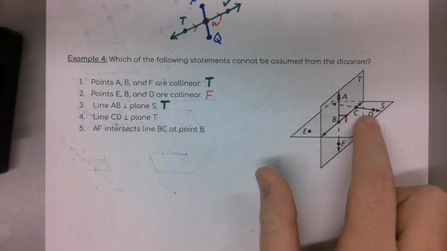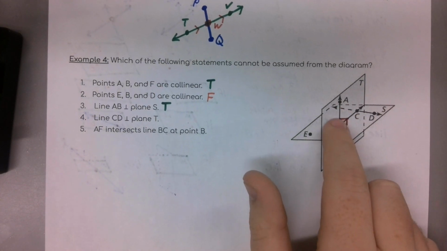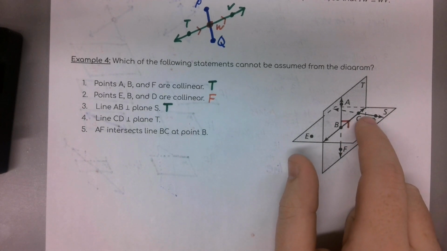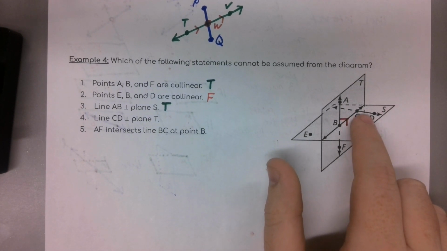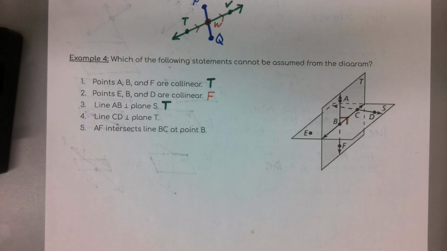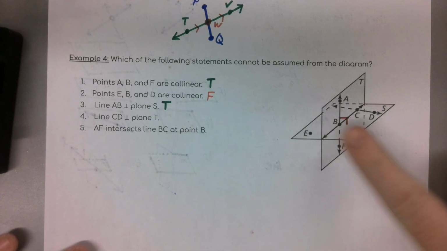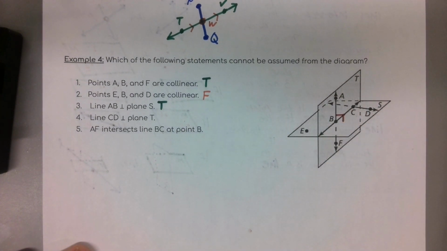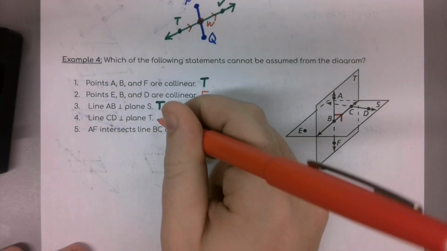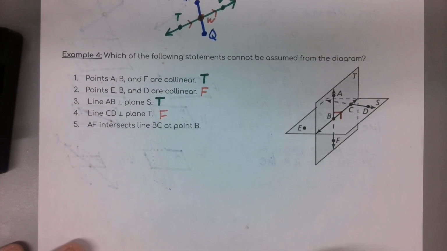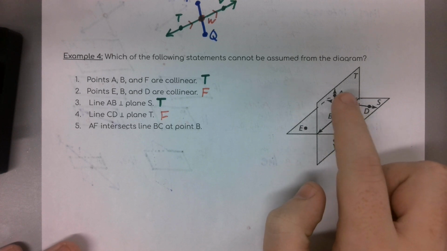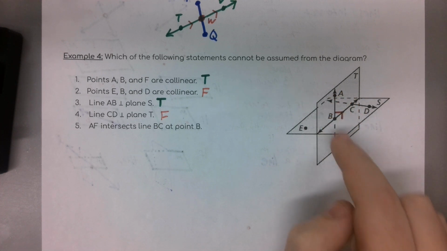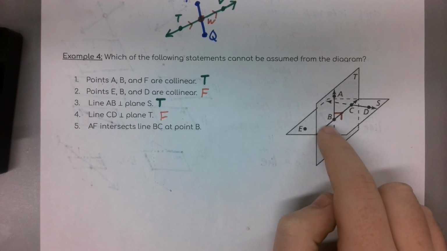The same can't be said for line CD and plane T. There's no right angle marking there, so we can't assume it's at a right angle. In fact, just looking at it, it looks like it's a little bit tilted, so it looks like it's not quite at 90 degrees. That is false. Finally, we want to see if line AF intersects line BC at point B.